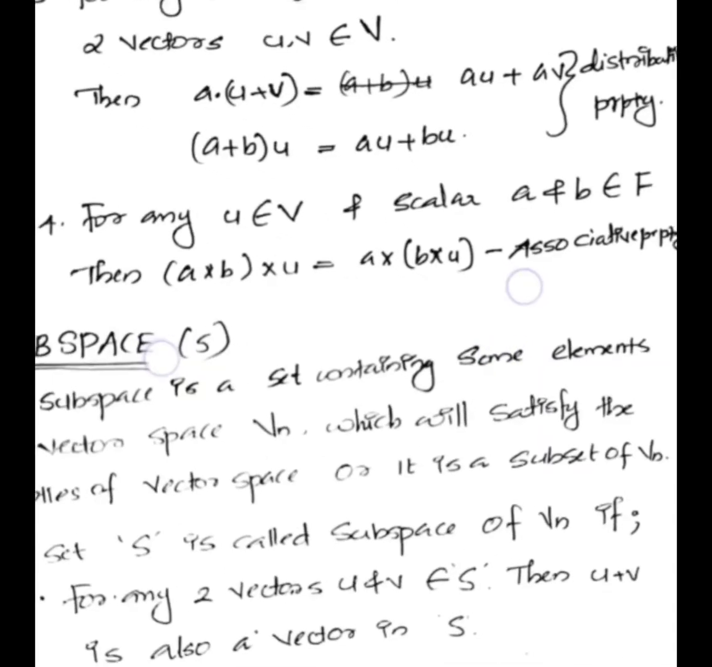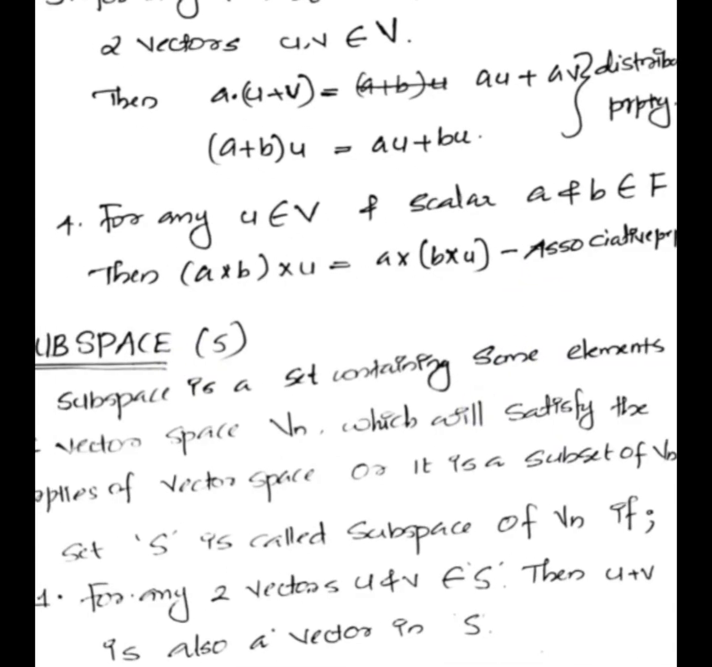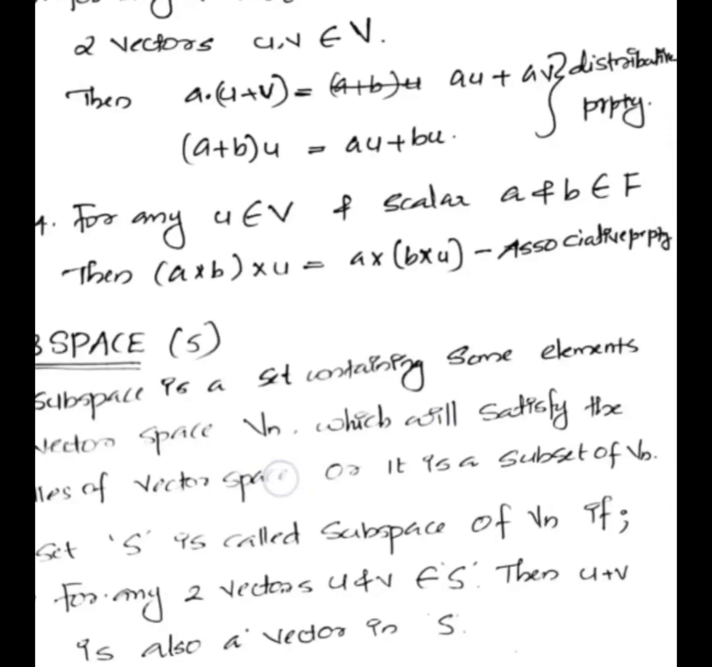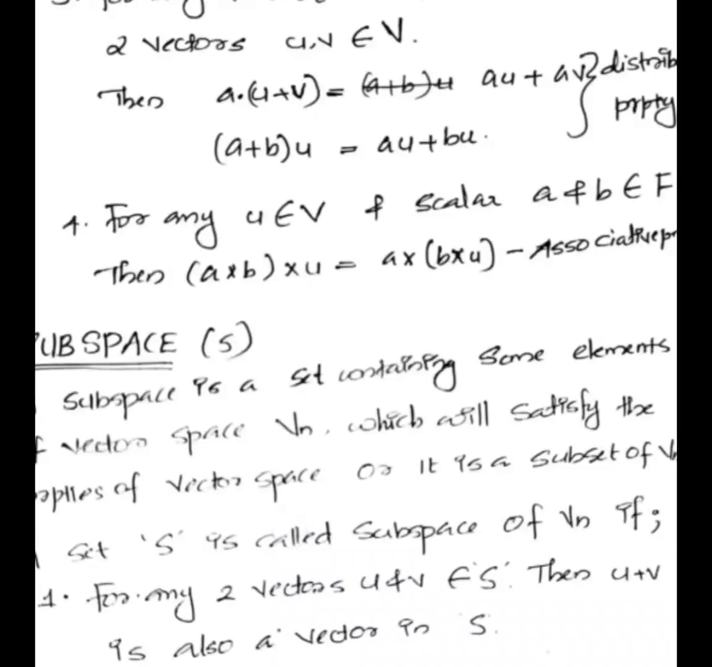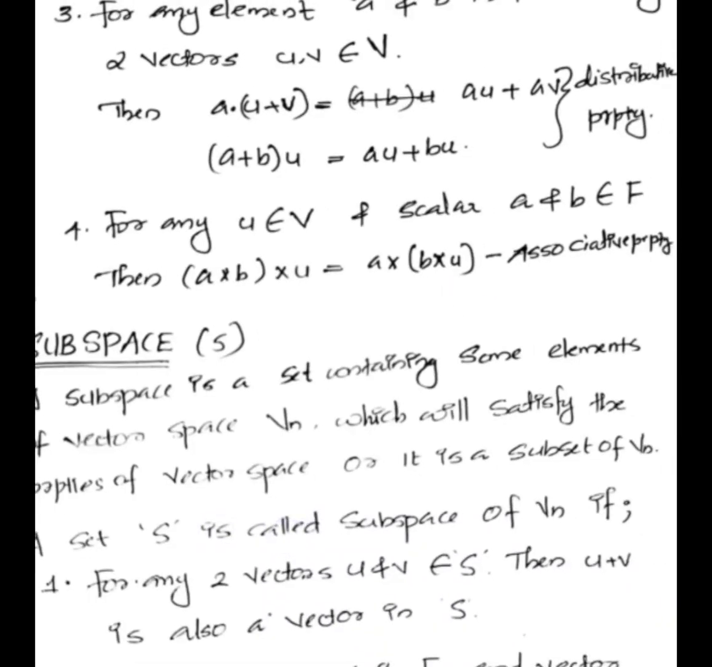The second property is for any element A in F. So every time we are taking scalars from F, the field. Any element A in F is a scalar, and u in V is a vector, then A into u, a scalar into vector, is an element of the vector space. So if we multiply any scalar with a vector element, the answer will be inside the vector space. It's also called the closure property.